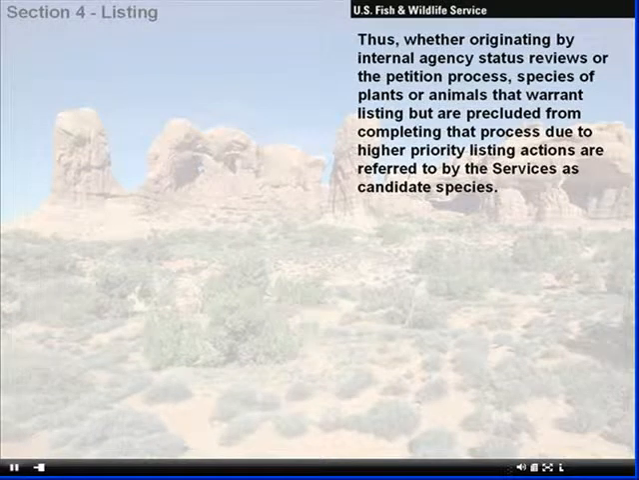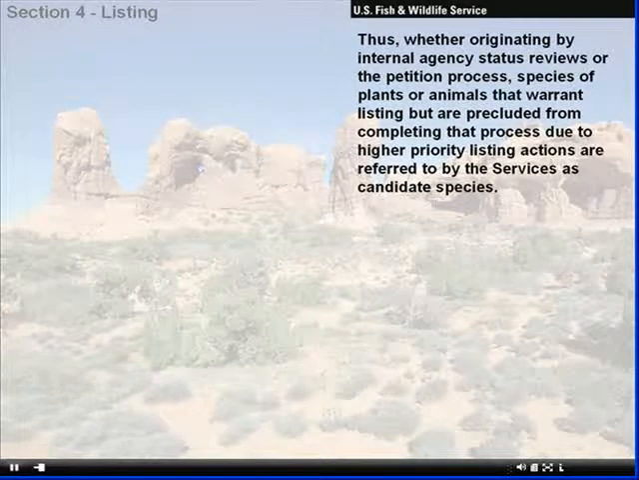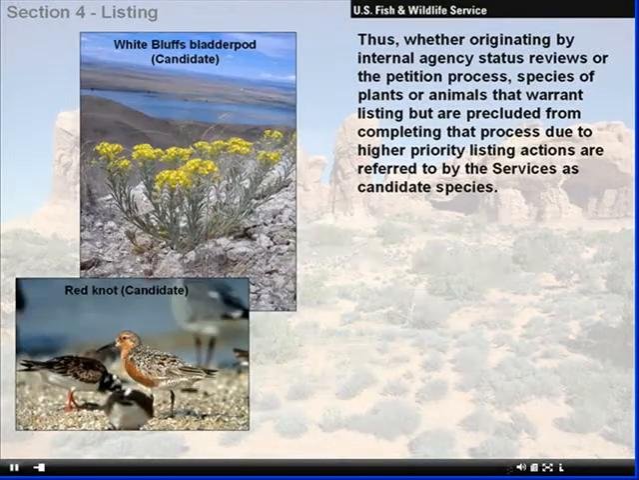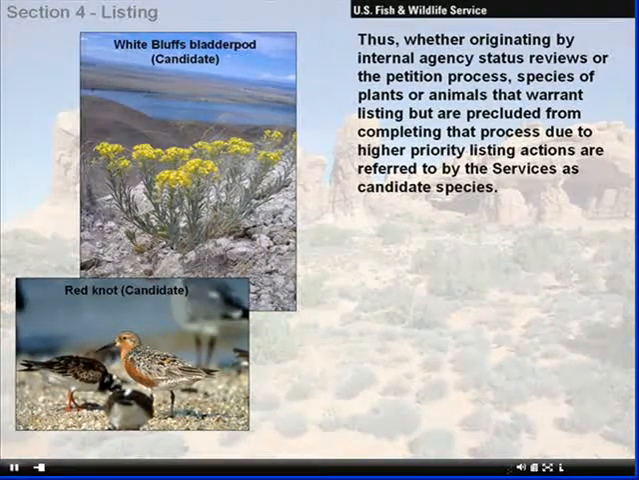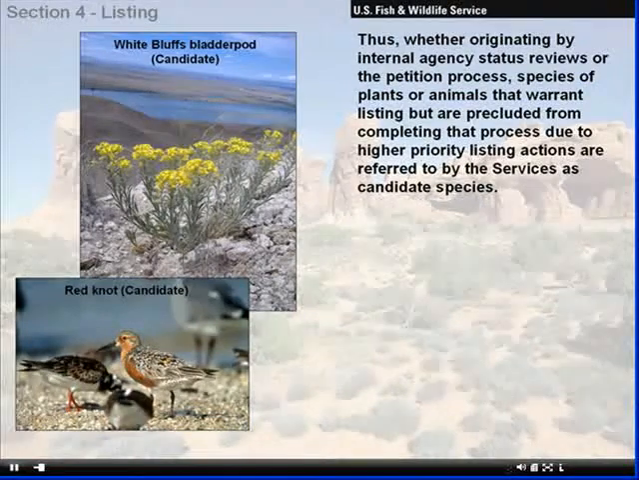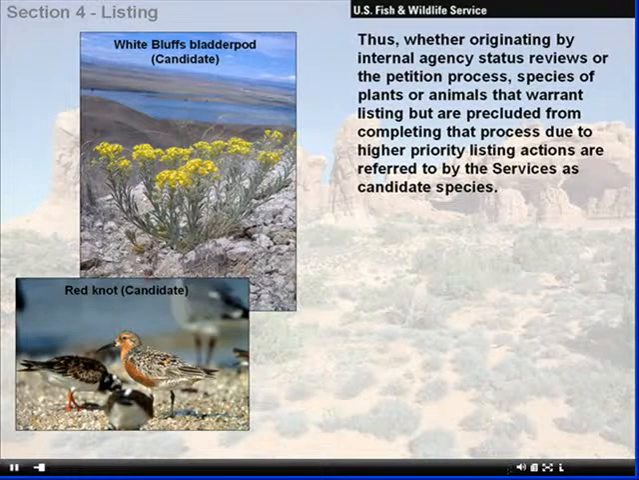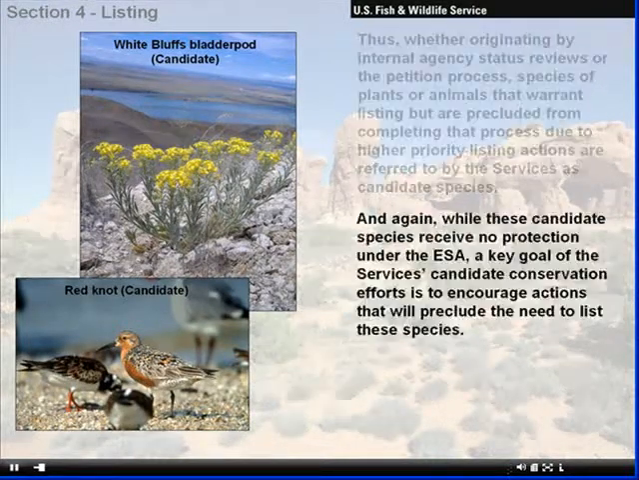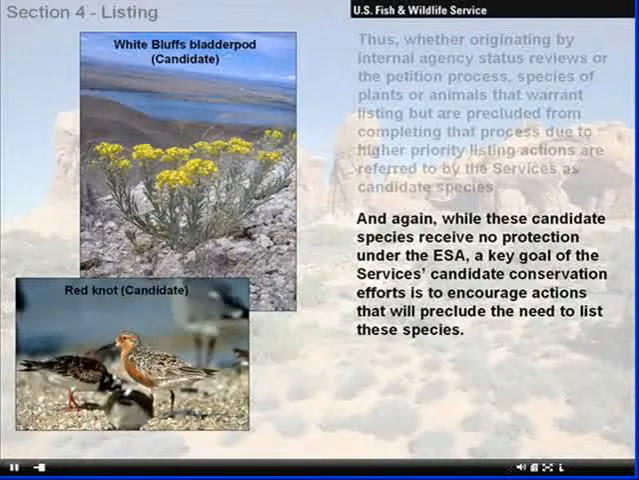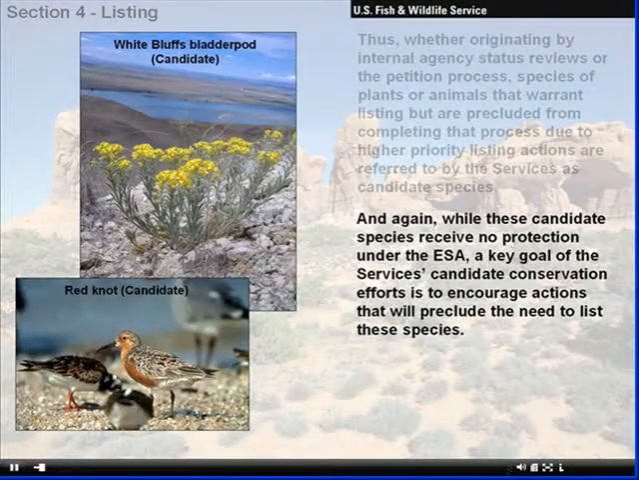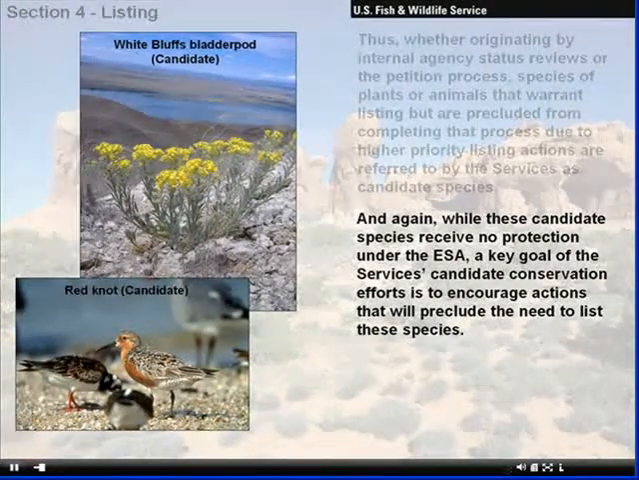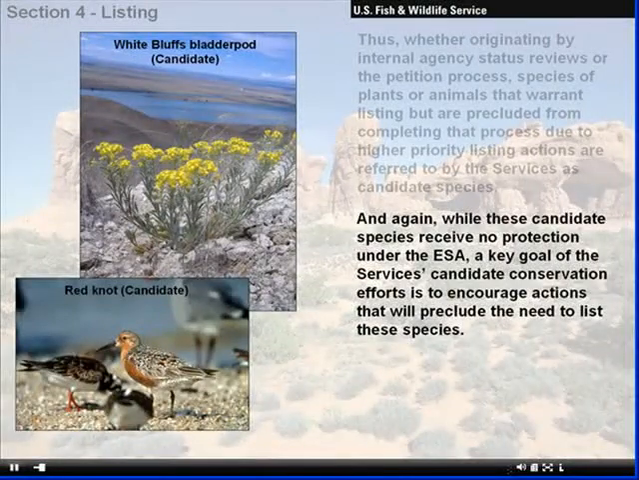Thus, whether originated by internal agency status reviews or the petition process, species of plants or animals that warrant listing but are precluded from completing that process due to higher priority listing actions are referred to by the services as candidate species. And again, while these candidate species receive no protection under the ESA, a key goal of the Service's candidate conservation efforts is to encourage actions that will preclude the need to list these species.